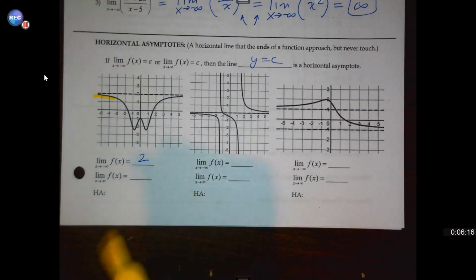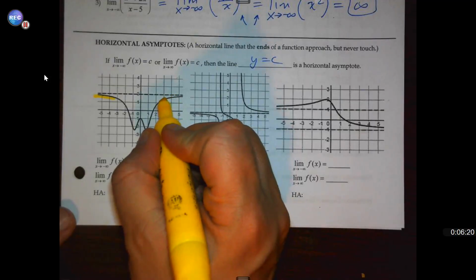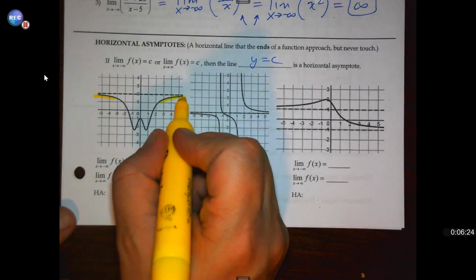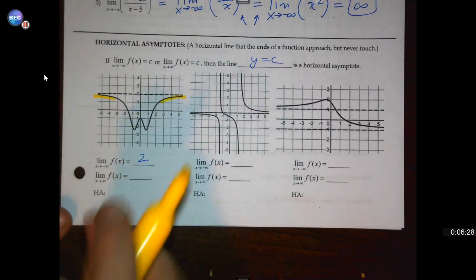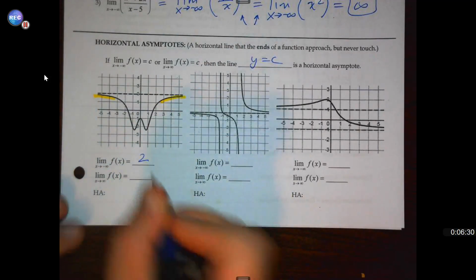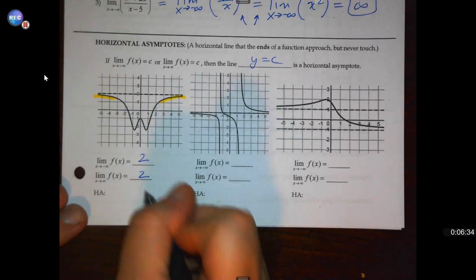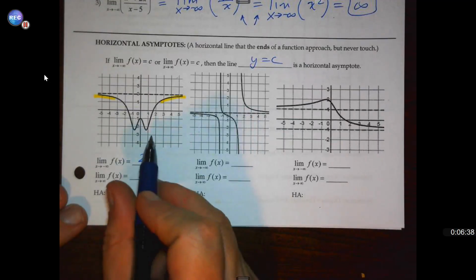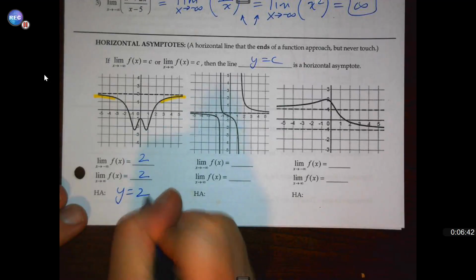Now, if I do the limit of the same function as x goes to positive infinity, we're just looking at the right end of the function. And again, the right end is getting closer and closer and closer to that dashed line. So we could say the value of that limit is 2 as well. And for that reason, because these end behavior limits are equal in value to 2, that means this graph has a horizontal asymptote of y equals 2.